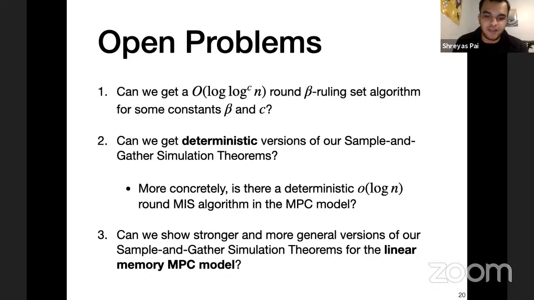And finally, can we show more general versions of our simulation theorems in the linear memory MPC model? This graph doubling technique has been a lot more successful in the linear memory MPC model, giving us log log n algorithms for MIS and approximate vertex cover and matchings and so on. And with that, I'll thank you, and I'll take any questions that you might have.